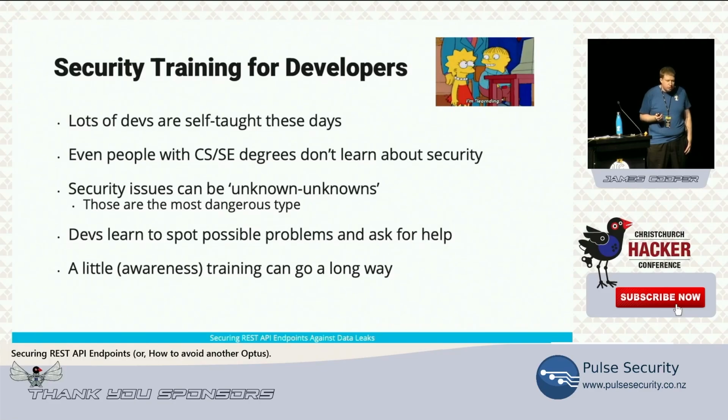What that means is security problems can be unknown, so there's a gap in their knowledge that they don't even know about. And these are the most dangerous type because people don't realize there's an issue there. And so, getting some security training for your developers and sending them to an event like this is a great start. Not the end, but a great start.